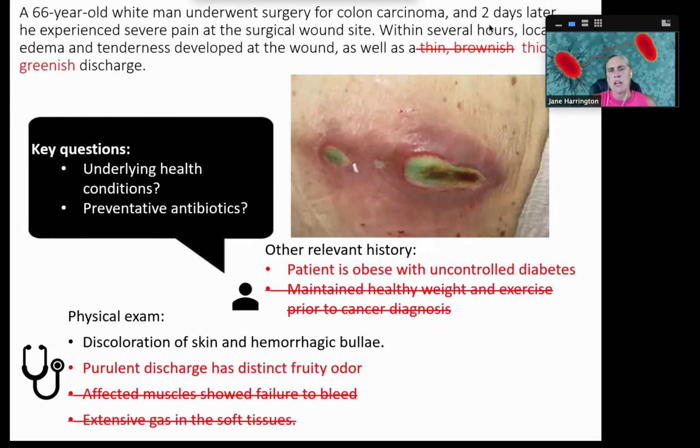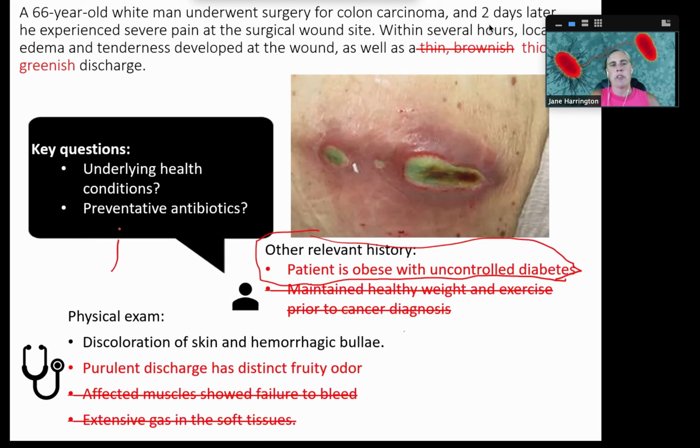The discharge is a purulent discharge with a distinct fruity odor. And so that's going to be really important. Sort of, what is the patient's history? I just lost my pen. What is the patient's history? Well, the patient has an underlying immunocompromised status.